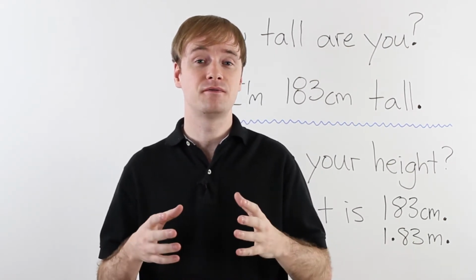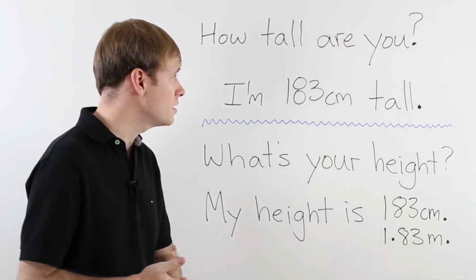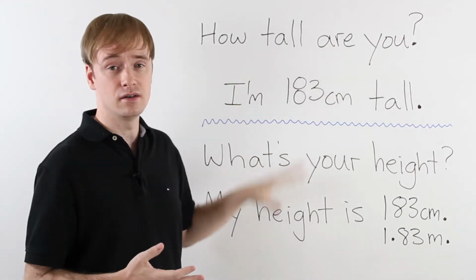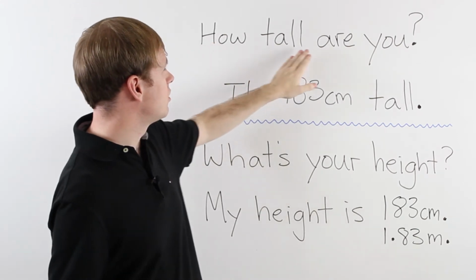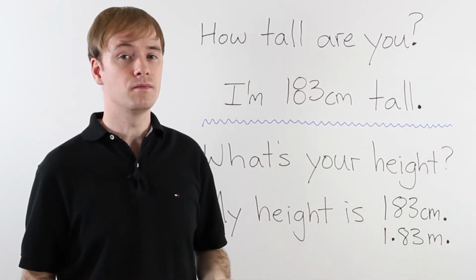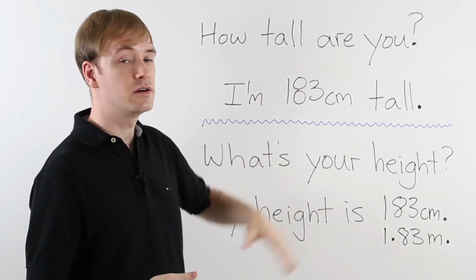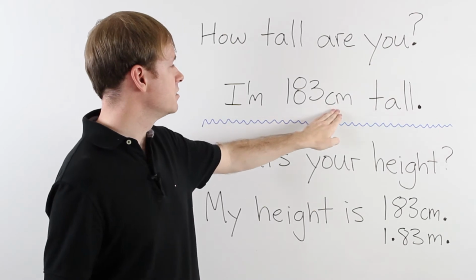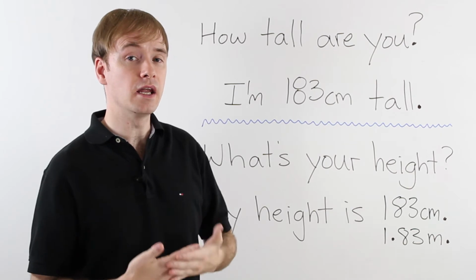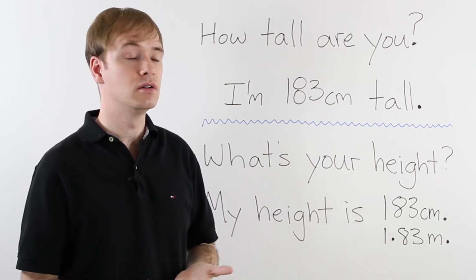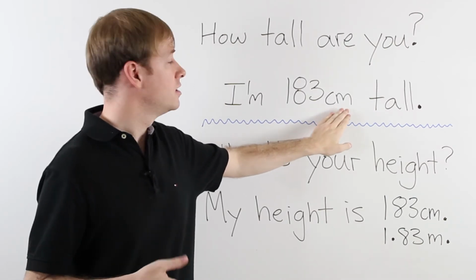All right. Now, first, we're going to talk about the metric system. I have two questions here. Let's look at the first one. The first one is asking, how tall are you? So I put my height. I'm 183 centimeters tall. So listen again. I'm 183 centimeters tall.